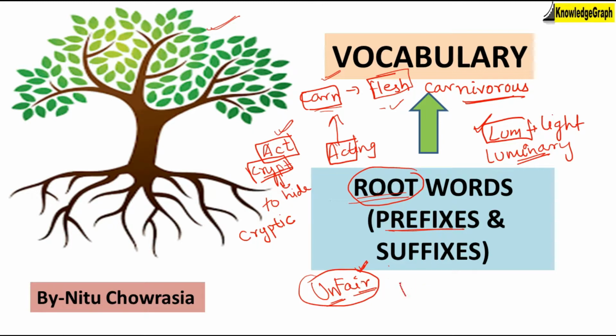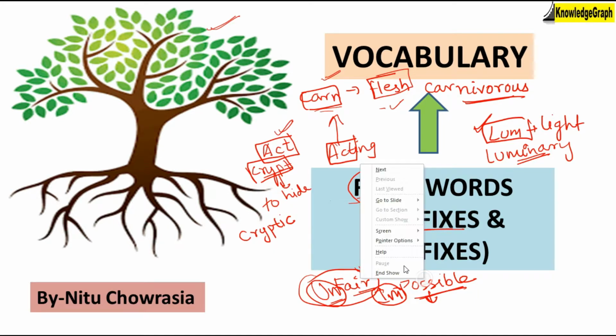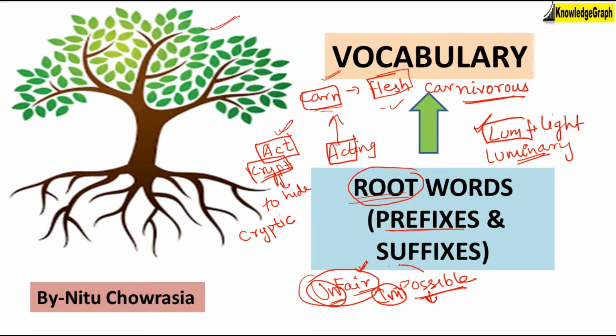So suppose I write a word called possible. Possible in itself means something, but what if I add "im" in front of it? It becomes a negative form of possible, that is impossible. It is not possible to do. So the words like im, un, these are called prefixes, the things that are added before a word are called prefixes. Now let's understand what is a suffix.